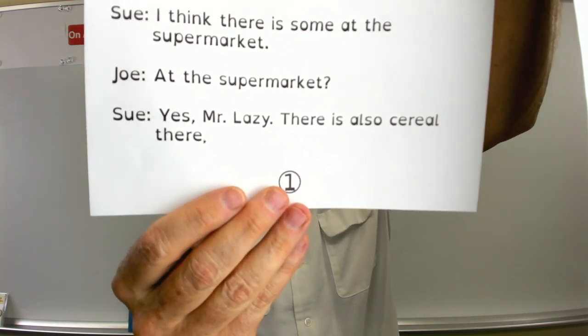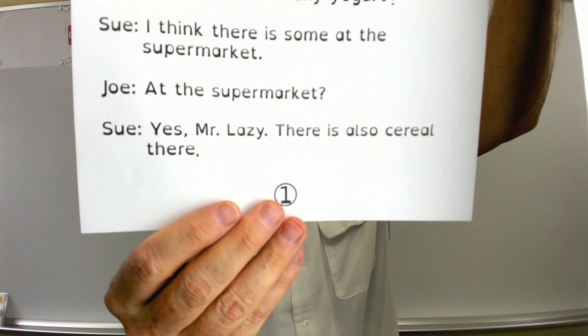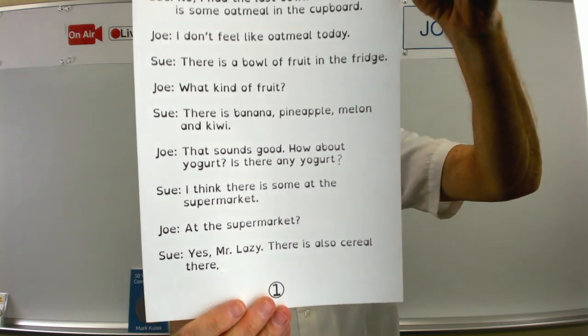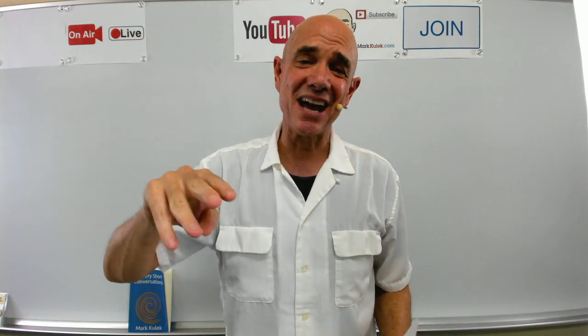Yes, Mr. Lazy. There is also cereal there. Okay, good. All right. Now, for step four, that is shadowing.